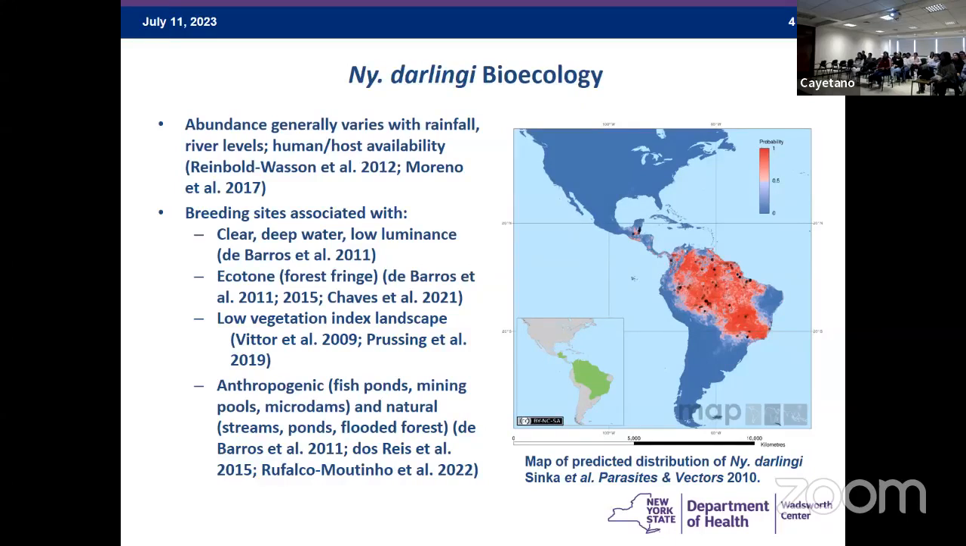They can be found in fish ponds, in lots of places where there's mining, especially gold mining, because of the way it's constructed. First of all it requires a lot of deforestation and then the creation of these really pretty ugly ponds and pools. But as soon as the mercury is not quite so toxic, those places become nice places for Darling and other distinguished breeding. Flooded forests, streams, ponds, so they're very widespread.